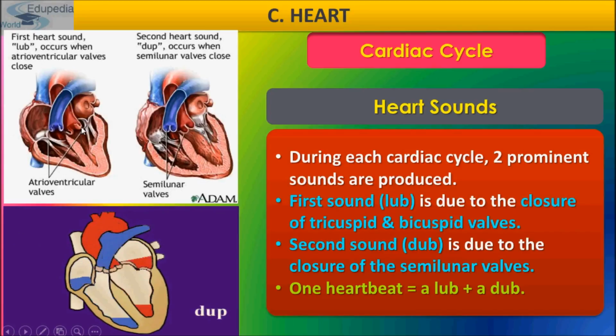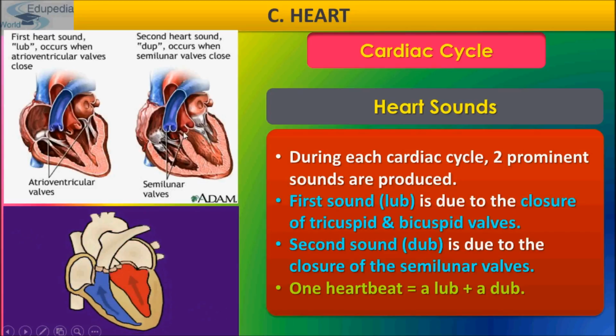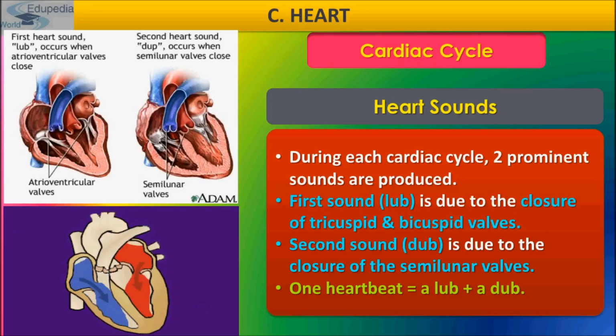Now what about the second one? The second sound is dub. It is due to the closure of the semilunar valve. It occurs when a semilunar valve closes. This is the semilunar valve, which I taught you in my previous presentation. It marks the end of the ventricular systole, when the ventricles contract. The dub sound is highly pitched, louder, sharper, and of shorter duration.